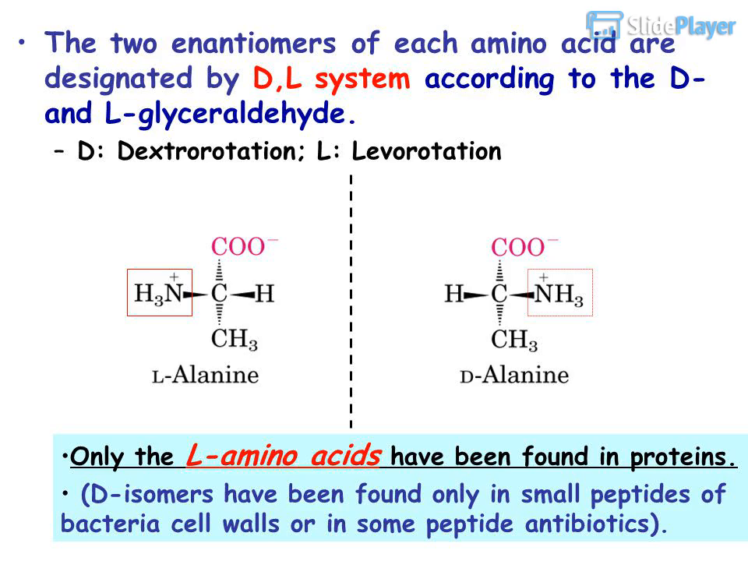The 2 enantiomers of each amino acid are designated by the D, L system according to D- and L-glyceraldehyde. D, dextrorotatory; L, levorotatory. Only the L amino acids have been found in proteins. D isomers have been found only in small peptides of bacterial cell walls or in some peptide antibiotics.